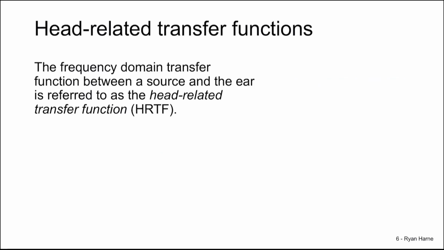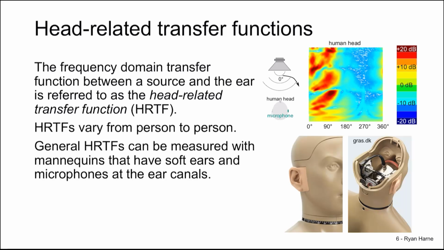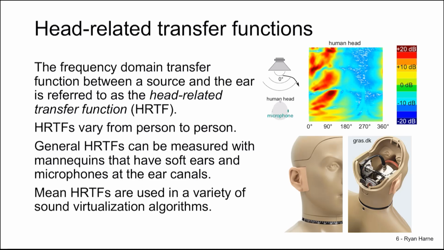The head-related transfer function, the HRTF, is the frequency domain relationship that we would measure from source to what the ear hears. This is one example of an HRTF for a human head. We see this type of amplitude relationship plotted here. There's also a corresponding phase relationship that's not shown in this plot. HRTFs vary from person to person, and general HRTFs can be measured by mannequins that have soft ears and microphones in their ear canals. HRTFs are used in a wide variety of sound virtualization algorithms.